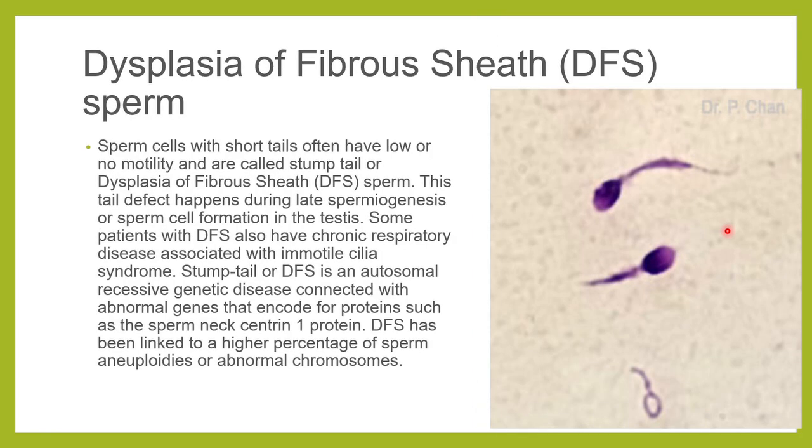And this is dysplasia of fibrous sheaths, or DFS sperm. These sperm cells with short tails often have low or no motility. They are not able to move forward, and these types of sperms are called DFS sperms. The tail defect happens during late spermatogenesis, when the sperm is actually formed in the testis. Some patients with such a defect also have chronic respiratory disease with immotile cilia syndrome, etc.